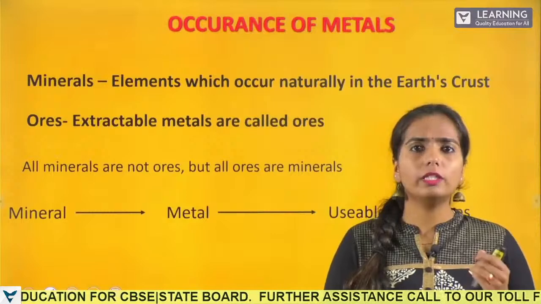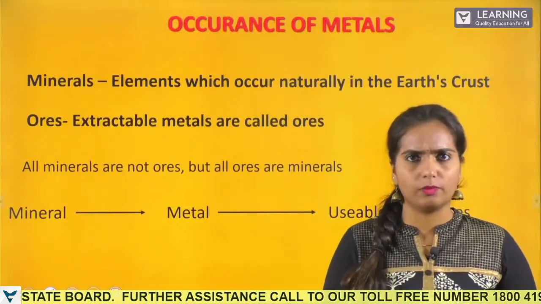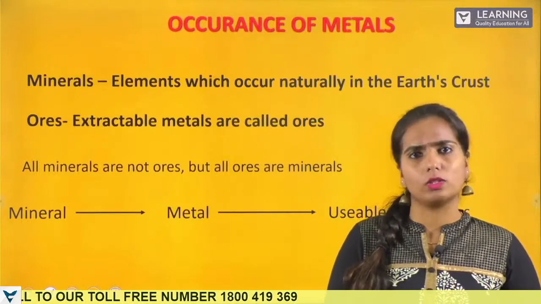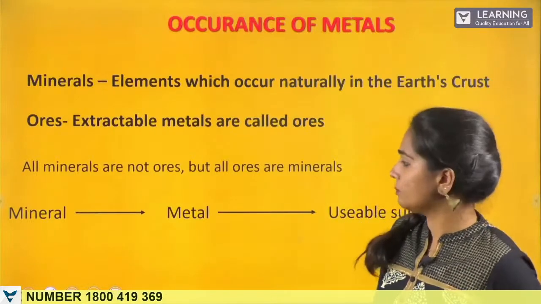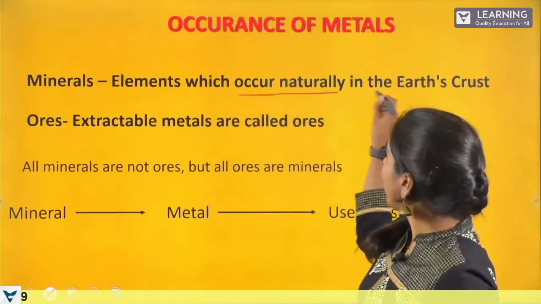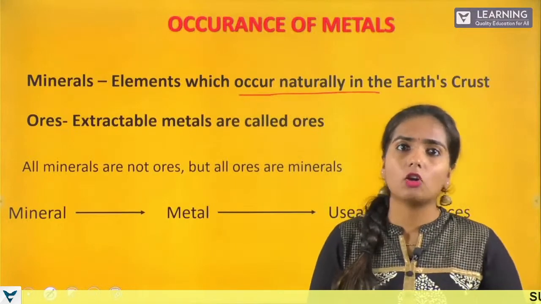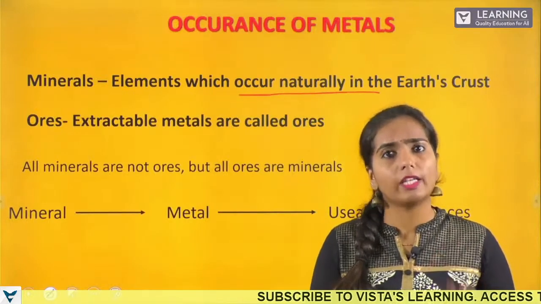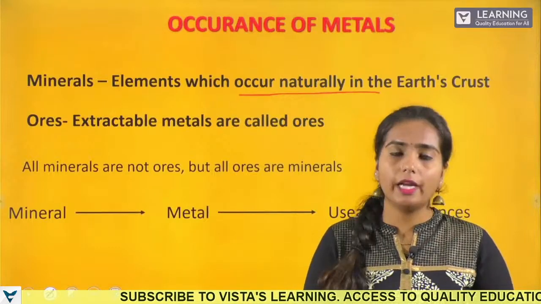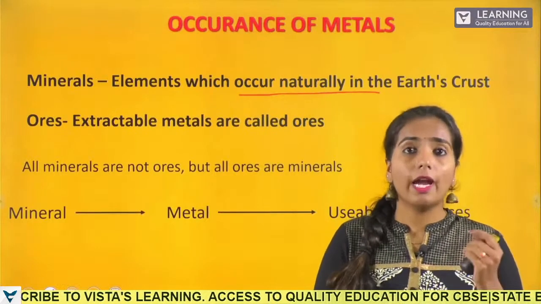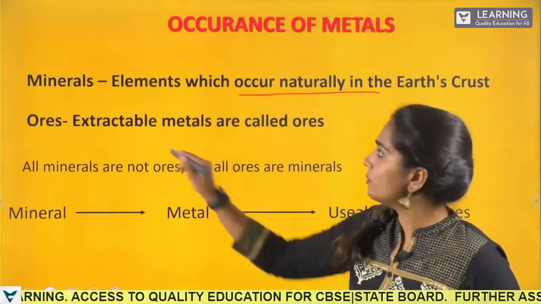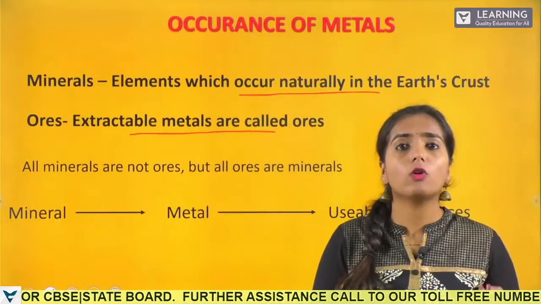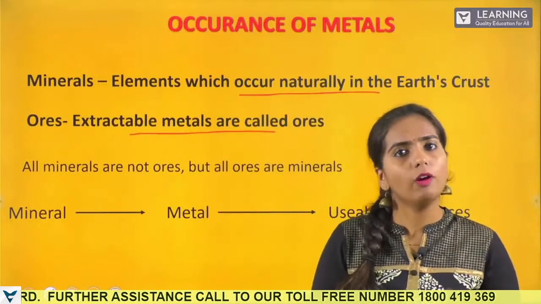Firstly, you have to know the differences between minerals and ores. Students, you always have to know there is a difference between minerals and ores. I have given you the definition. Elements which occur naturally in the Earth's crust are called minerals. And there is also something called ores. What is it? Extractable metals are called ores. So whatever metals we are going to extract will be in the form of ores.